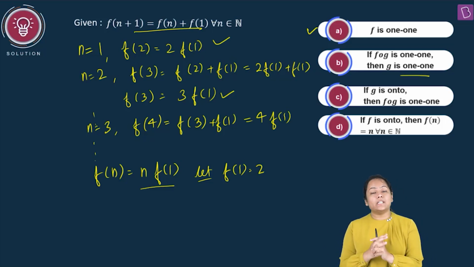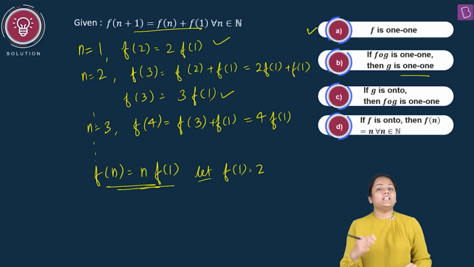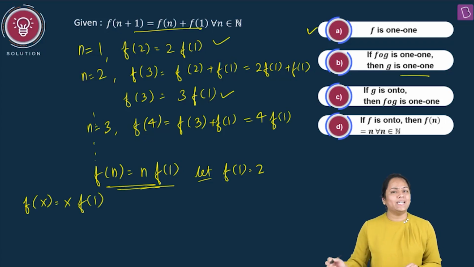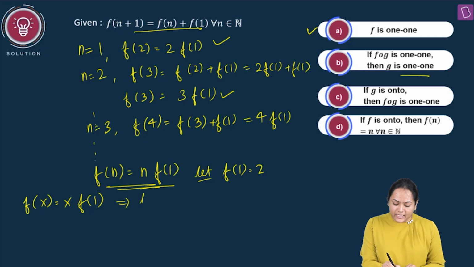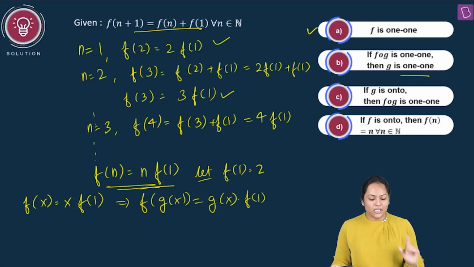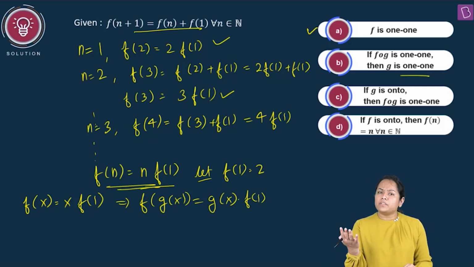Okay, so that means here I have to find f of g(x). From here, if my f(n) is n times f of 1, can I also say that my f(x) will be equal to x times f of 1, right? And if this is the case, I can further say that my f of g(x) will be equal to g(x) times f of 1. Simple as that.